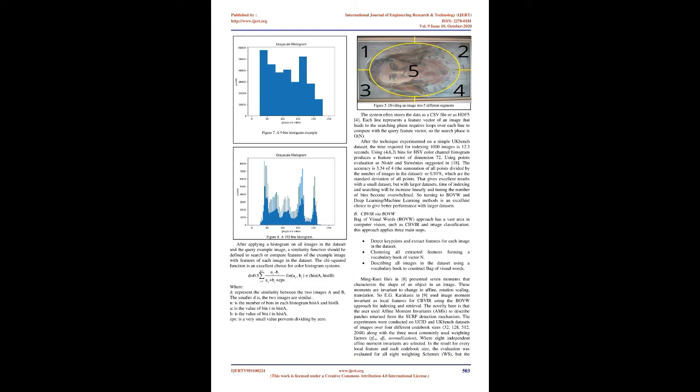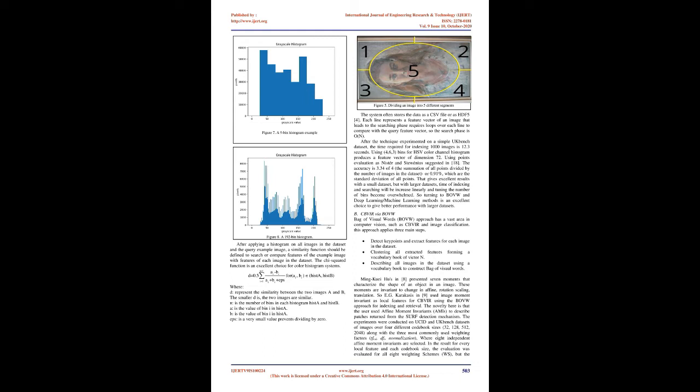CBIR via BOVW. The bag of visual words, BOVW, approach has a vast area of use in computer vision, such as CBIR and image classification. This approach applies three main steps. Detect key points and extract features for each image in the dataset. Cluster all extracted features, forming a vocabulary book of vector N. Describe all images in the dataset using the vocabulary book to construct the bag of visual words.